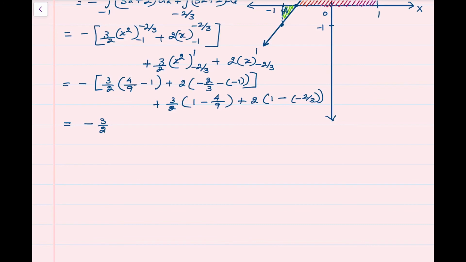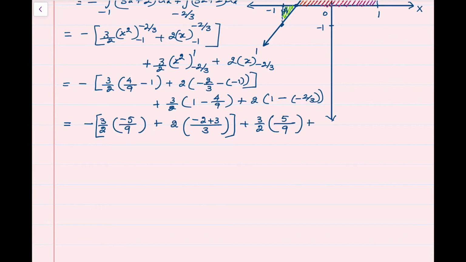Minus 3 by 2 times 9 is the LCM, 4 minus 9 is minus 5, plus 2 times 3 is the LCM, minus 2 plus 3, plus 3 by 2 times 9 is the LCM, 9 minus 4 is 5, plus 2 times 3 is the LCM, 3 plus 2, 5.